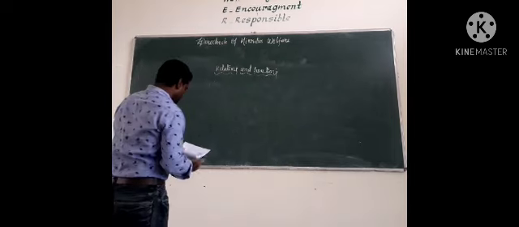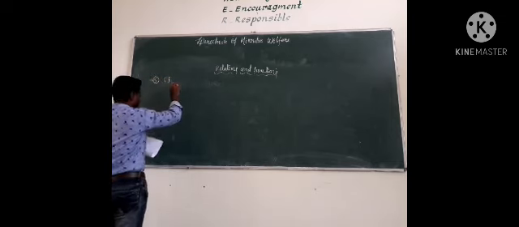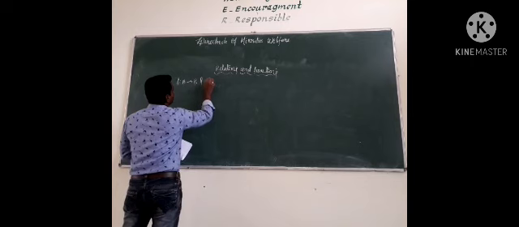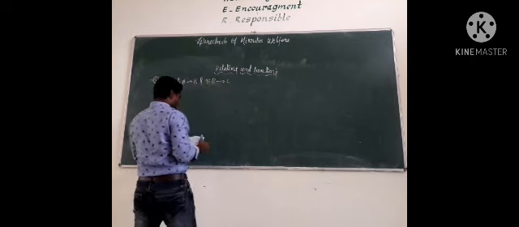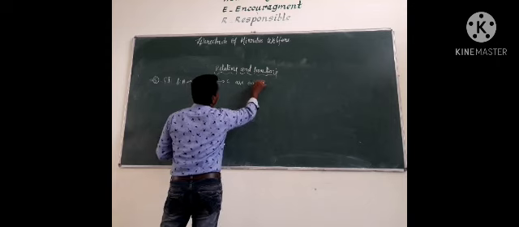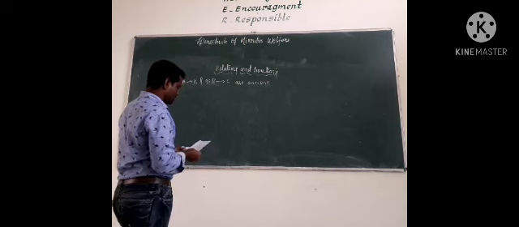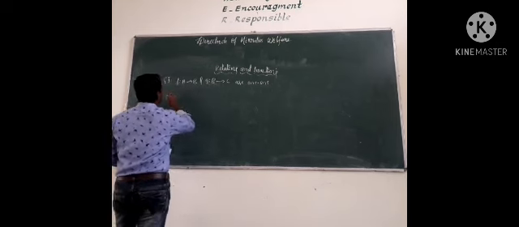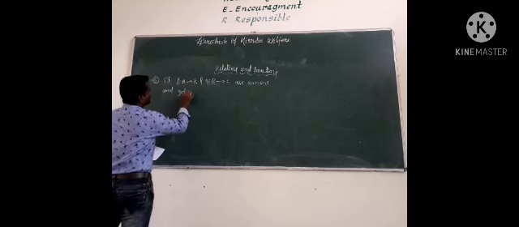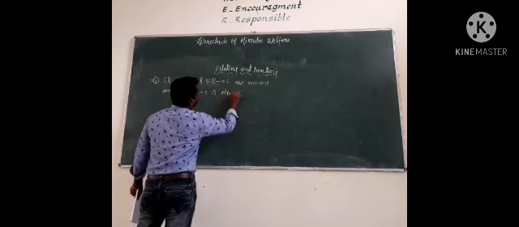Next one, if f of a to b and g of b to c are 1 1, show that g o f of a to c is also 1 1.